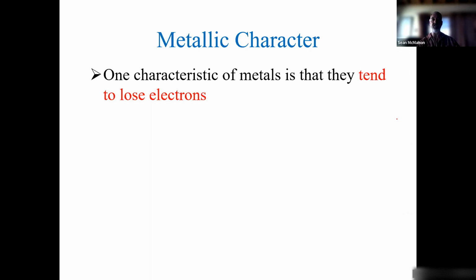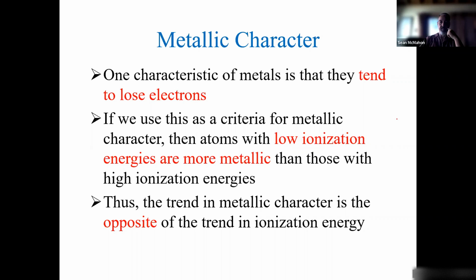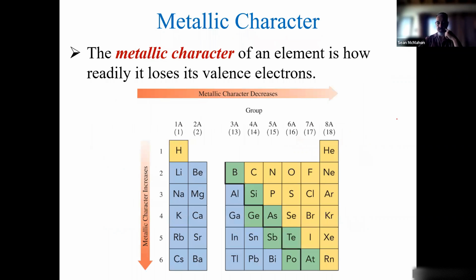So who wants to lose electrons? Metals. Why? Because they'd have to gain so many to fill their outer shell. They'd rather lose a few electrons than try to gain a ton. So if we use that criteria for metallic character, the atoms with low ionization energy are more metallic. So metallic character is basically the opposite. So this corner is most metallic.